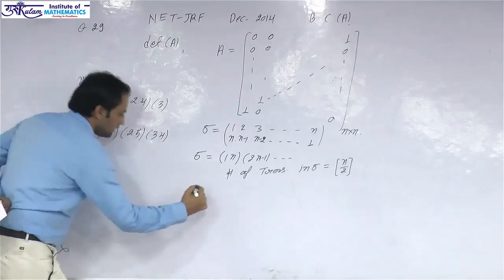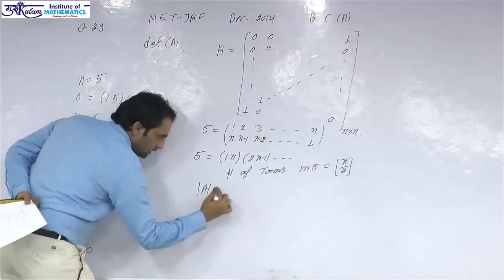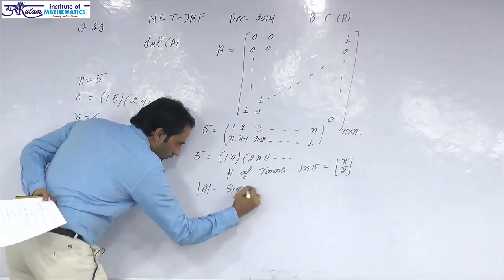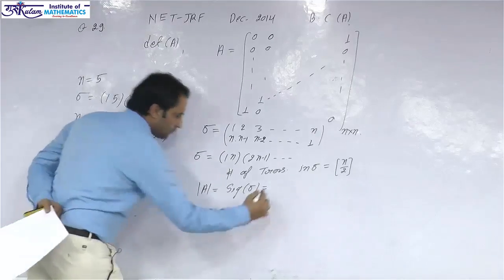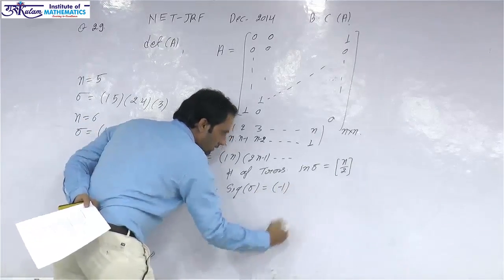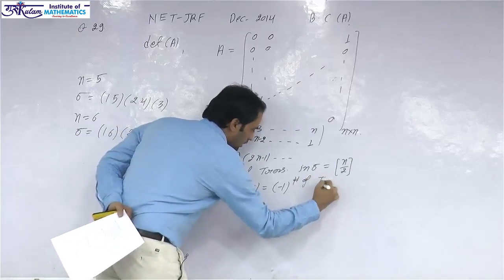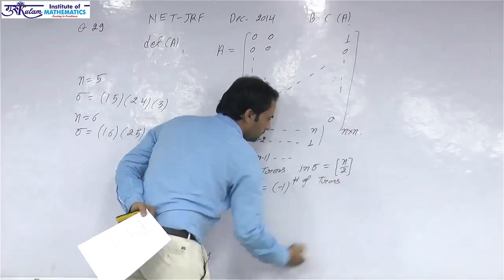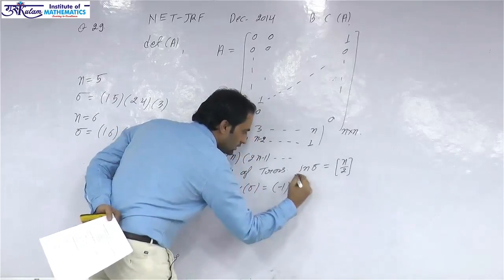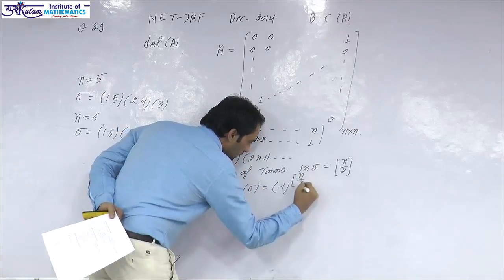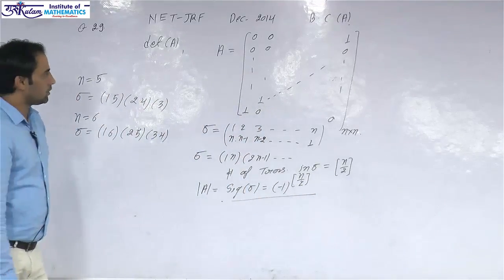And we know that the determinant of A, which is a permutation matrix, is the signature of sigma, and the signature of sigma is always minus 1 to the power of the number of transpositions, which is the greatest integer of n by 2. So this is the determinant of this permutation matrix.